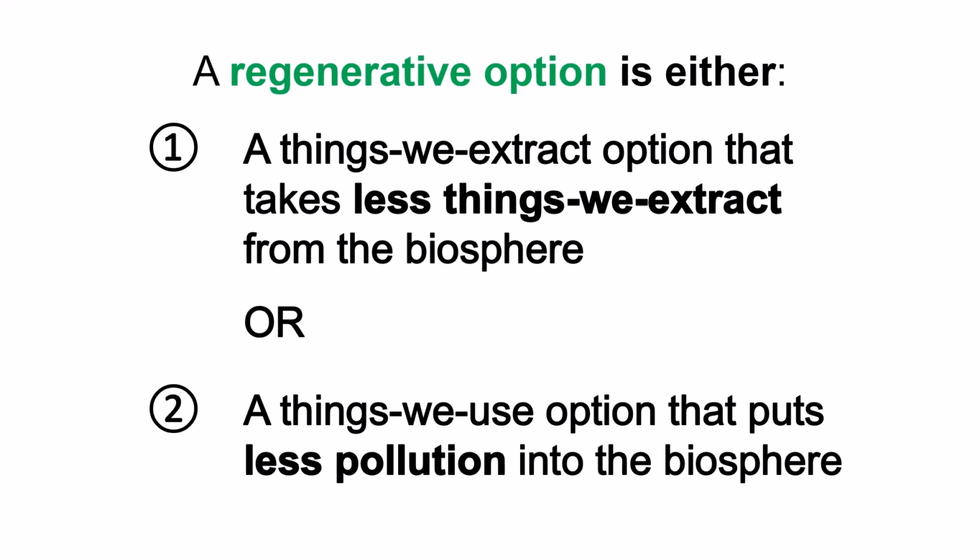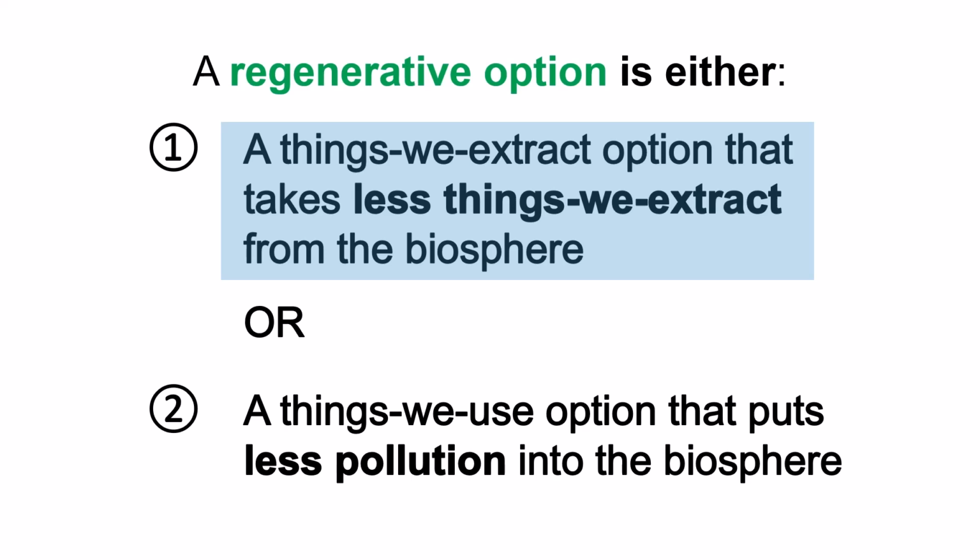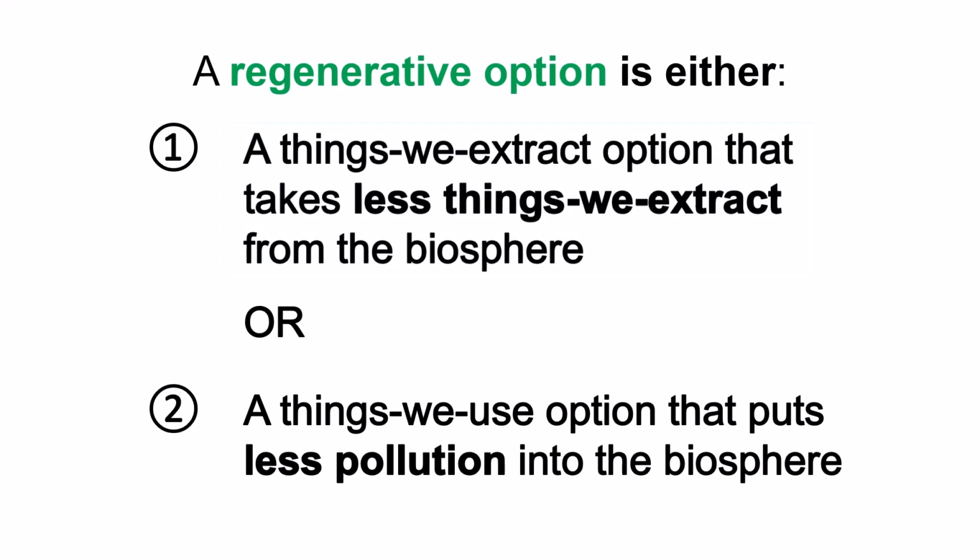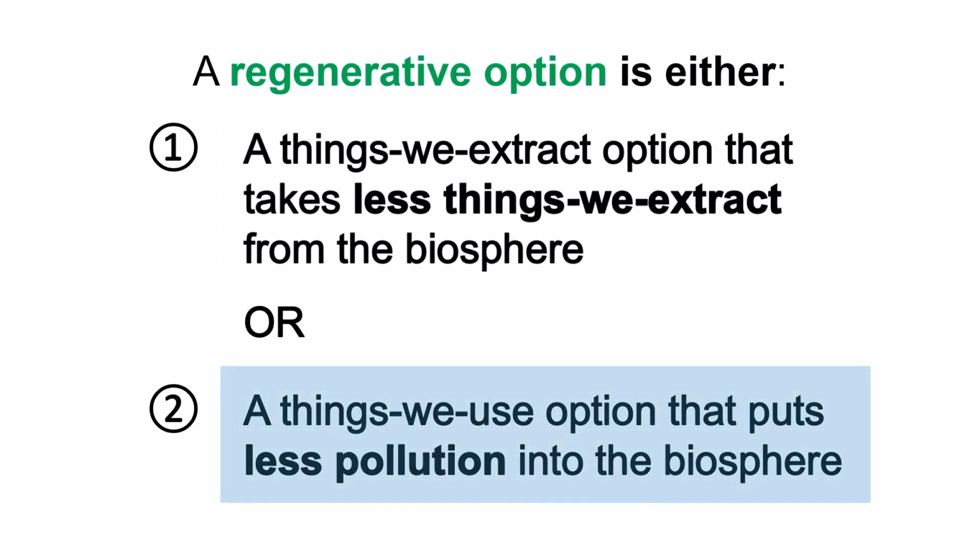I showed you that a regenerative option is either 1, a things we extract option that takes less things we extract from the biosphere. That is, it takes less things like forests, water, wildlife, soils, and minerals from the biosphere. Or 2, it's a things we use option, like an energy option, a water option, a materials option, a food option, or a manufacturer's option that puts less pollution into the biosphere.